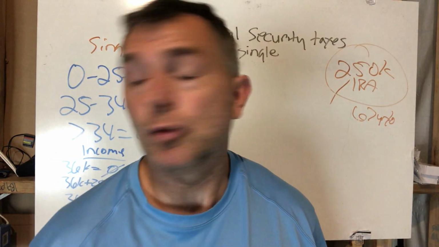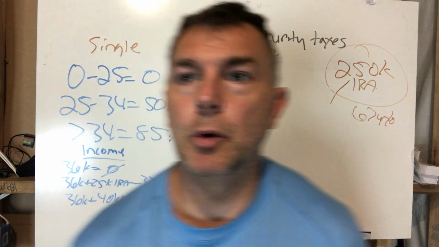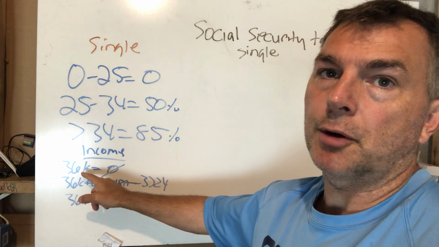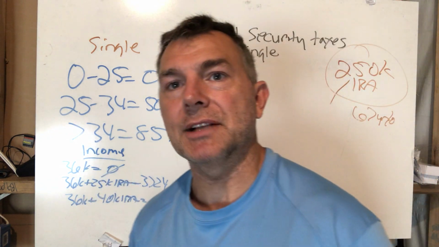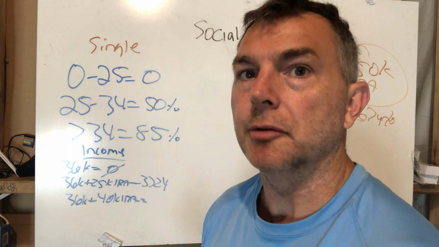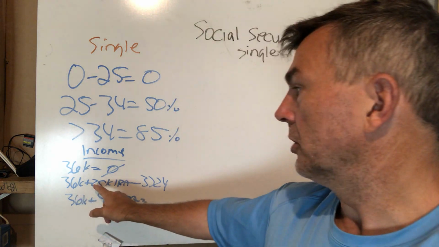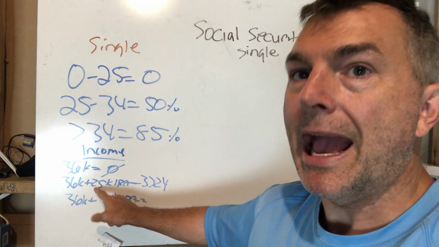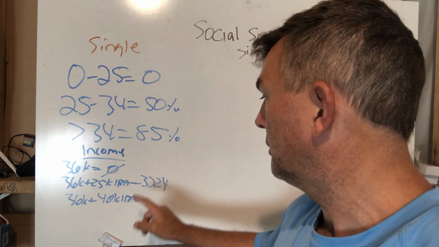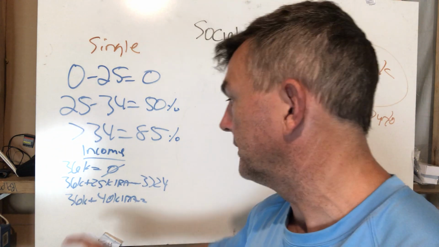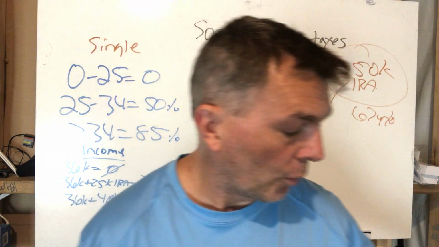All right, so let's have her take $40,000 out this time. What you'll see here is when she just had $36,000 in income, she had no taxes, because again, it's Social Security, it was the bulk of her income. When she took a $25,000 distribution, added to Social Security and her pension, she had $3,724 of taxes. Let's see what it looks like if she does $40,000.